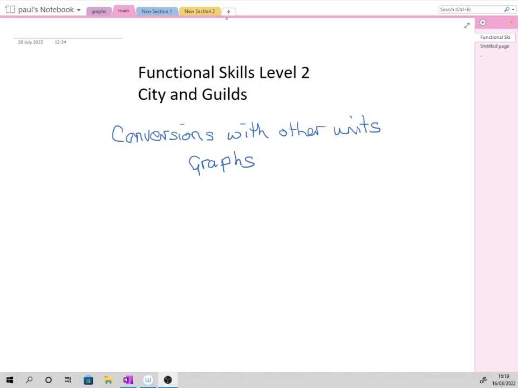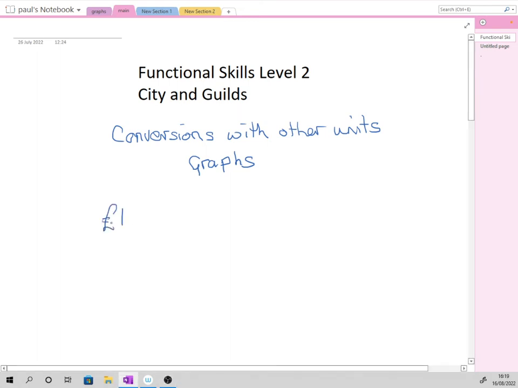Okay. So conversions with other units. So let's do some money. So £1 equals 1.20 euros. So that's the conversion rate which you'll always be given, and it says something like, Johnny's going on holiday, and he wants to change £500 into euros. How many euros does he get?